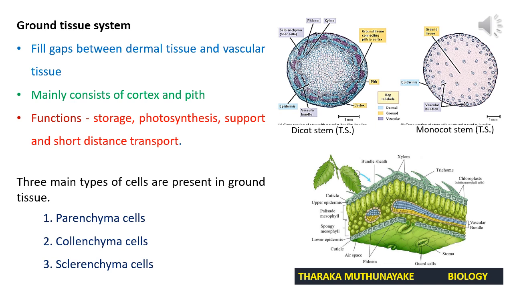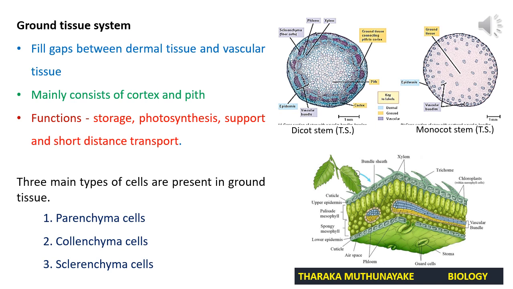Photosynthesis is done by mesophyll cells, palisade mesophyll cells, and spongy mesophyll cells of the leaf, which possess chloroplasts. They are involved in photosynthesis. Support is also given by cortex and pith up to a certain level. Short distance transport is the other function. It is done by the cortex in the root. We can discuss that when we are discussing plant transport.